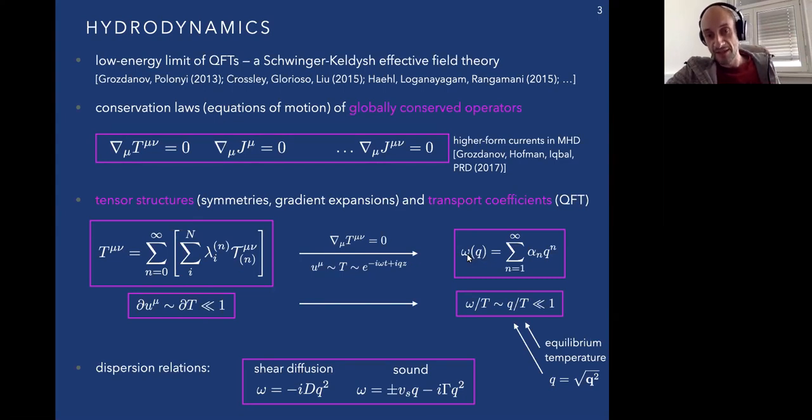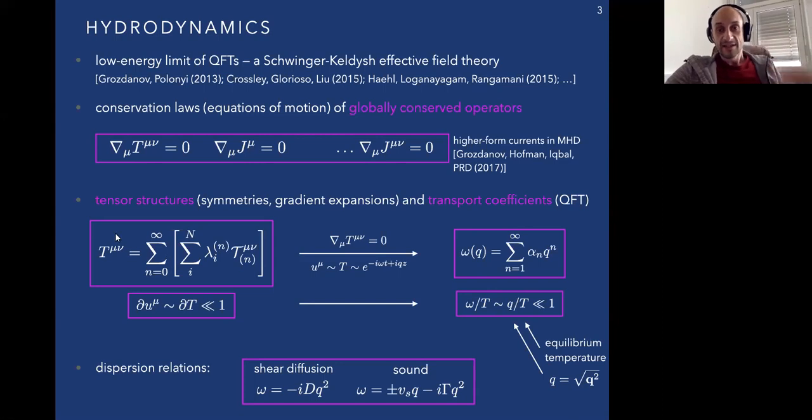So omega for me is the frequency. Q is, in this case, let's just think of it as the absolute value of the vector momentum, all right? So this will be important. Momentum is, of course, a vector. So this is sort of defined here. So the point here is that this omega as a function of Q is an infinite series, all right?